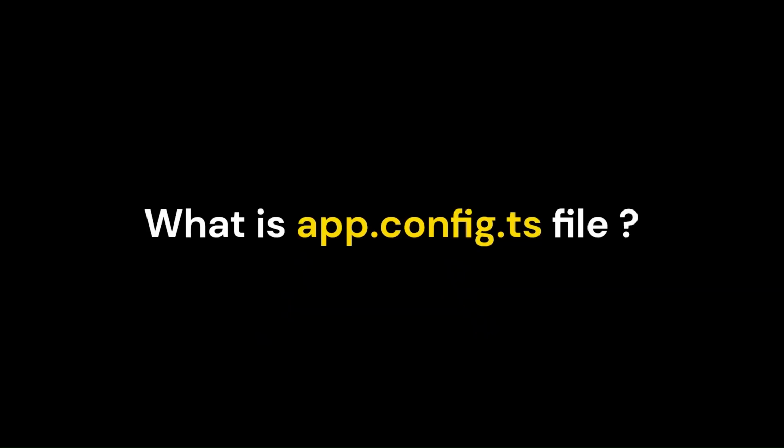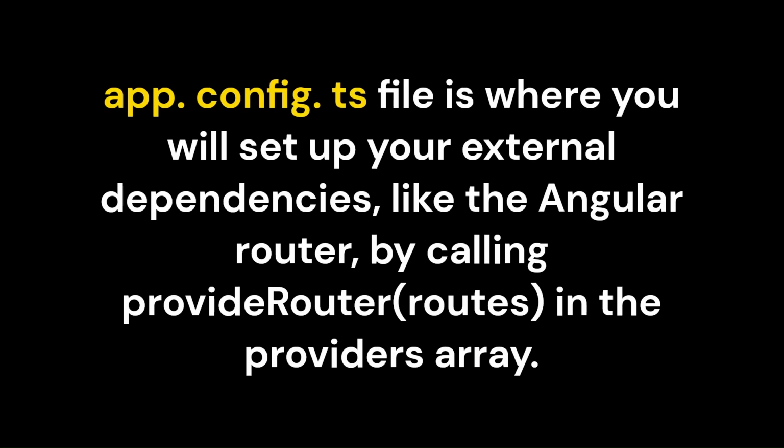What is the appconfig.ts file? The appconfig.ts file is where you will set up your external dependencies, like the Angular router, by calling provideRouter(routes) in the providers array.